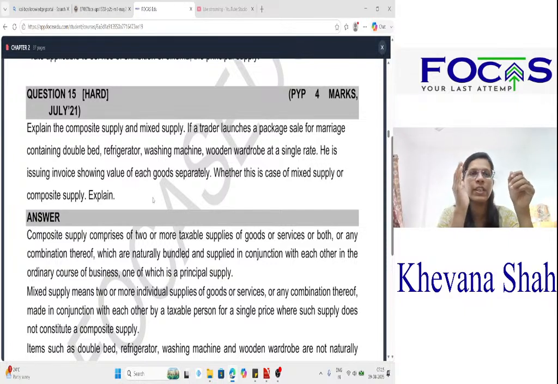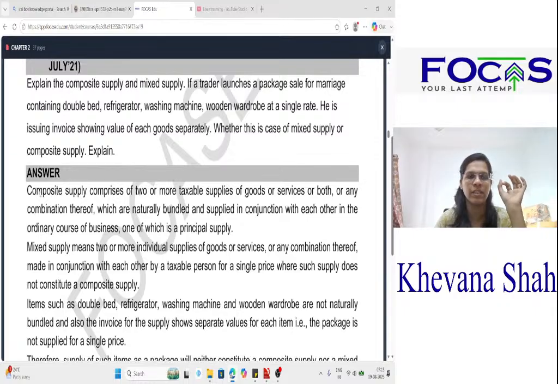So first we shall explain what is composite supply and what is mixed supply. So see, they've given the answer. Composite supply comprises two or more taxable supplies of goods or services or both or any combination thereof, which are naturally bundled and supplied in conjunction with each other in the ordinary course of business, one of which is a principal supply. So we have defined what is composite supply.